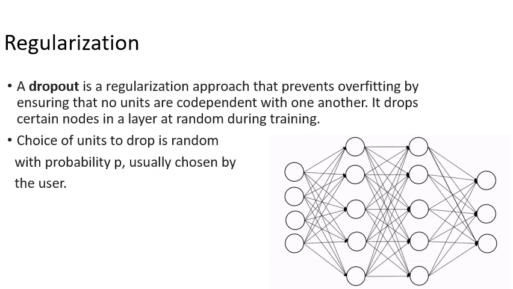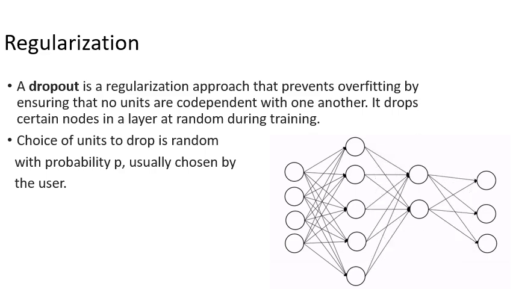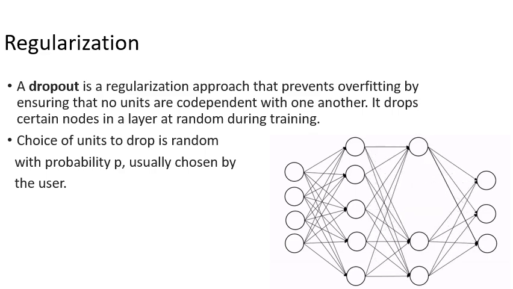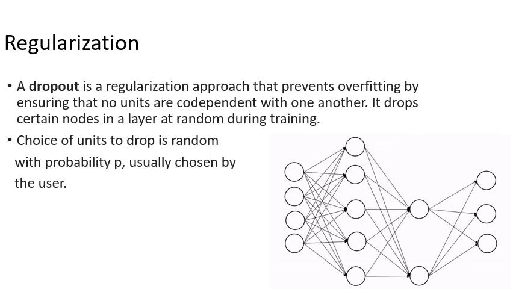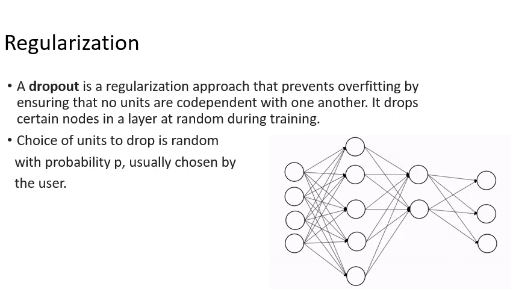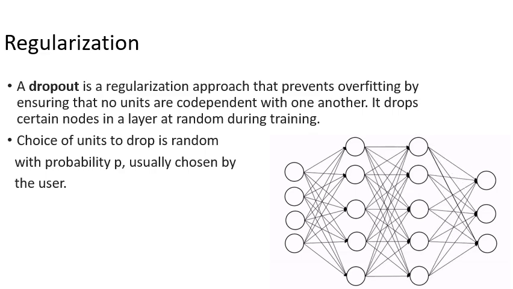The selection of which unit to drop is entirely random, with each unit having a probability P of being dropped, a parameter that can be chosen by the user. By introducing this element of randomness, dropout encourages the model to develop more robust and generalized representations, as units cannot rely too heavily on each other, on specific features or patterns. This helps prevent overfitting, where the model becomes too specialized in the training data and struggles to generalize to new examples.